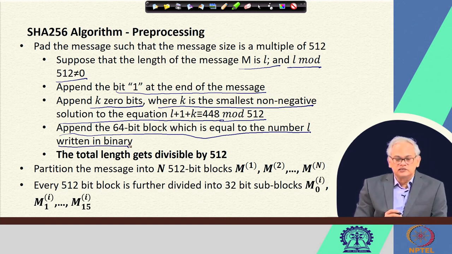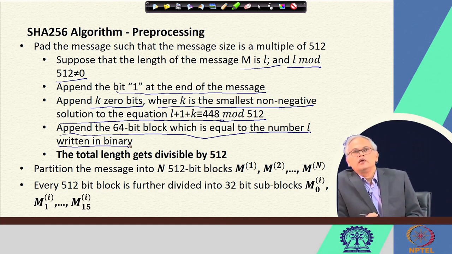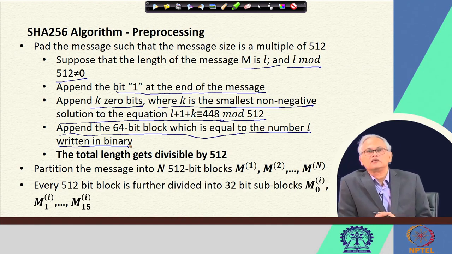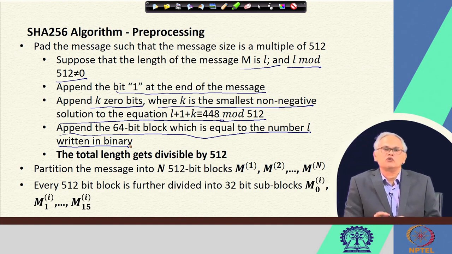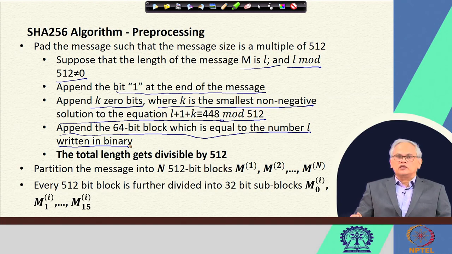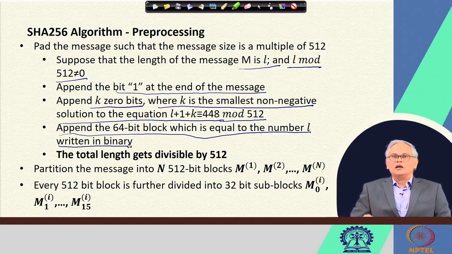So, it is fairly simple that we make this length divisible by 512, no matter whatever is the input length of the message. And this is very important, because the subsequent steps of the algorithm will be applied on this input size of 512 bits.